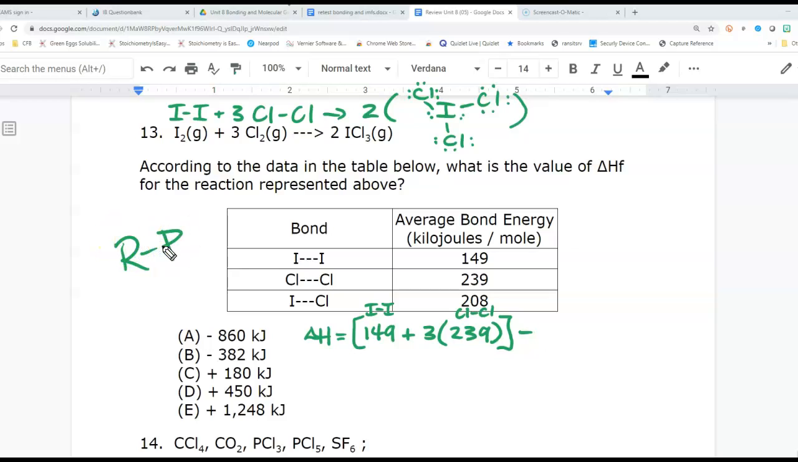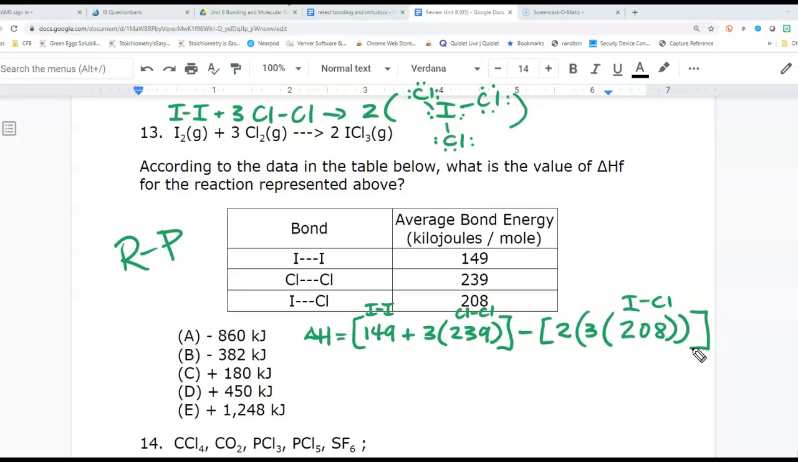From that, we're going to subtract, because remember, it's reactants minus products. We're going to subtract the products. And the products are going to be 2 times 3, and it's the I to Cl bond. So this is the I to Cl bond. And so that number is going to be 208. And there's what we have there.